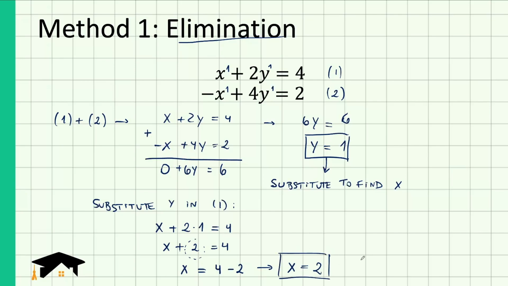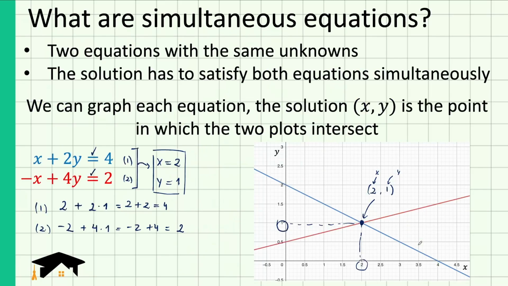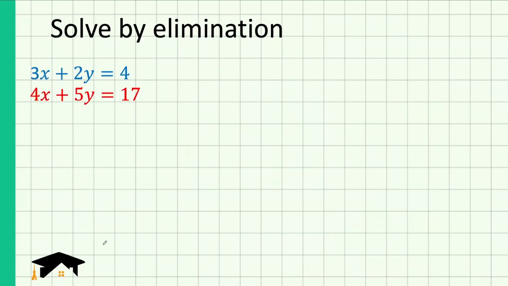So our solution is x equal to 2 and y equal to 1. If we go back, we see that it's the same solution that we had directly from the plot. Now let's solve by elimination these other equations.